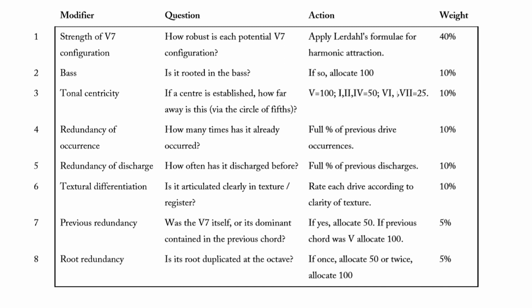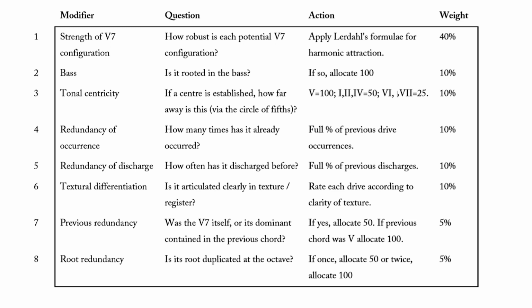Tonal centricity is another question that needs to be asked. If a tonal center is established, how far away is this from the circle of fifths? Now, if the drive is miles away from a tonal center, we would probably give it a very low score. And that is also predicated on a tonal center being established, which in this Skryabin piece, it probably isn't, at least not very strongly. The fourth question I'm asking is, how many times has the drive already occurred?